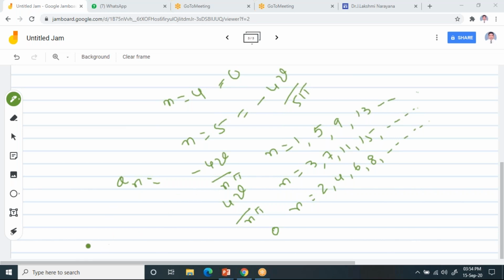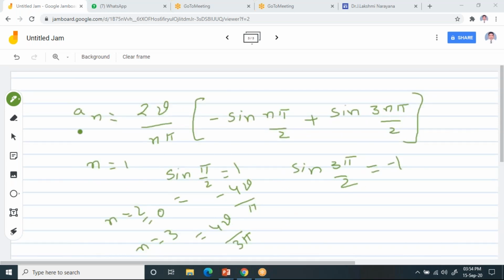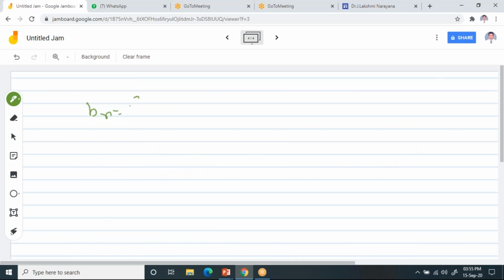So in the similar manner, how we have calculated an, in the similar manner, now if we calculate bn using this formula, your bn you can write as bn equal to 2 by T integral 0 to T x of t sin n omega t dt, and you substitute all this, you will get your bn equal to 0.